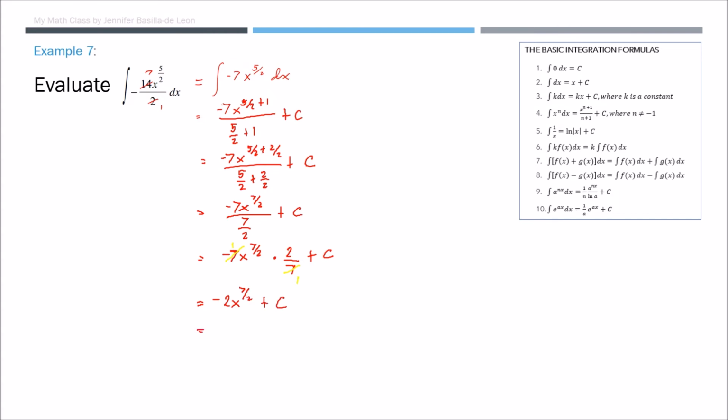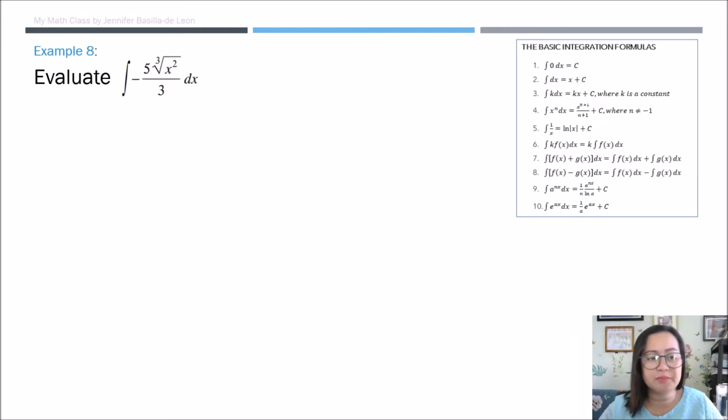Now we're expressing negative 2x raised to 7 halves in radical form. We will have negative 2x raised to 3 and 1/2. So therefore we will have negative 2x cubed square root of x plus c.